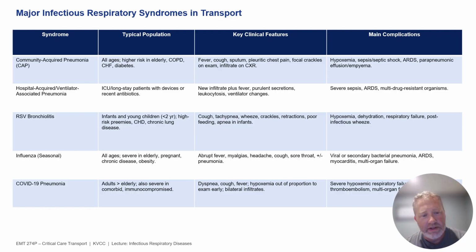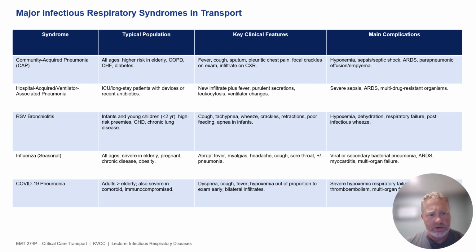If you can't tell, I like these tables. I think they're nice visuals, and they harness a lot of information in one spot so that you can have a quick reference and resource. This particular table maps the major infectious respiratory syndromes to their typical pathogens, their clinical patterns, and their transport implications. Use it as a reference map, not to diagnose the pathogen in the field, because you can't culture a sputum in a helicopter, but to frame your clinical expectations.